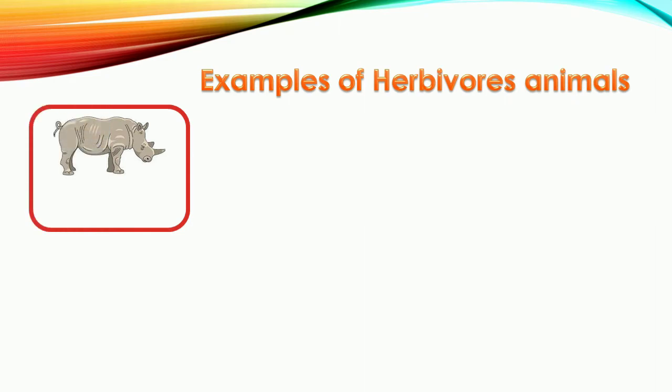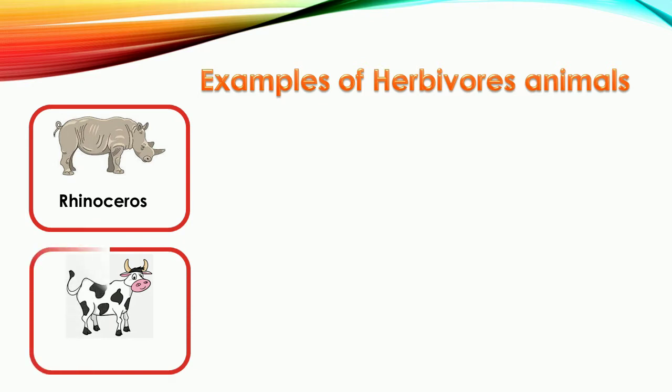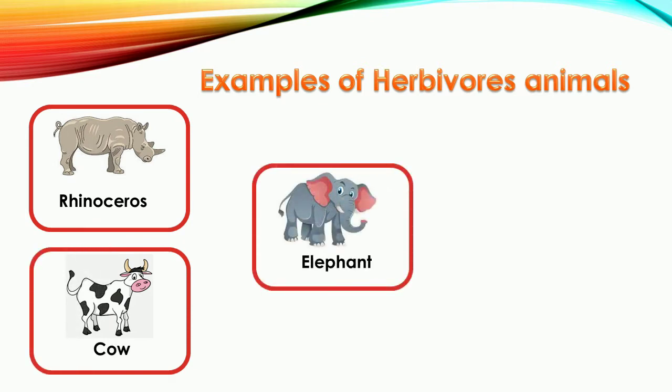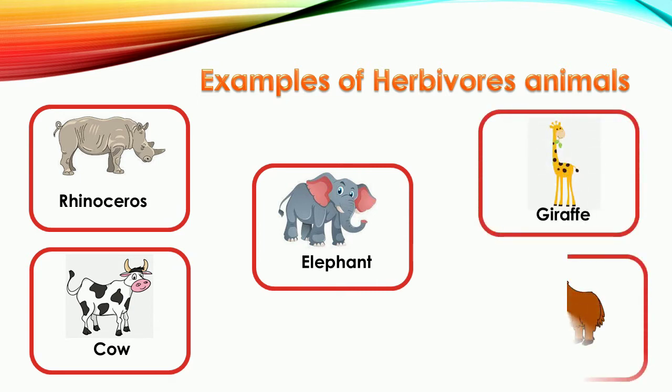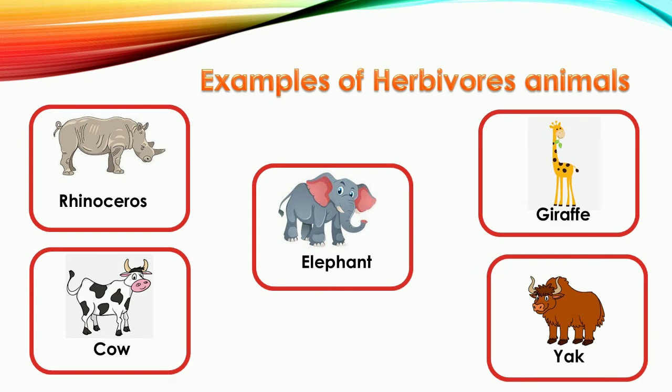Examples of herbivorous animals: rhinoceros, cow, elephant, giraffe and yak.